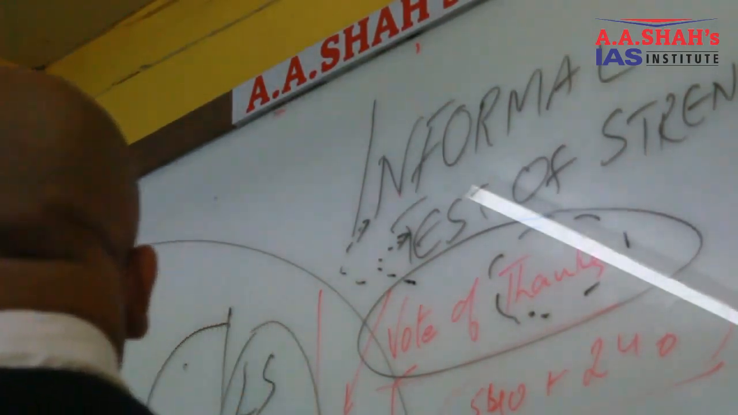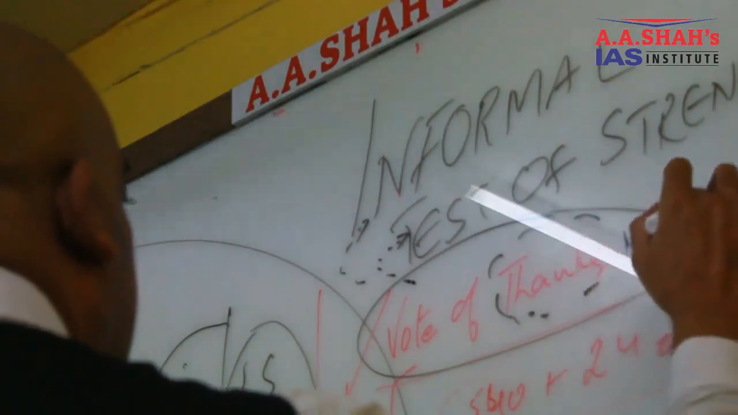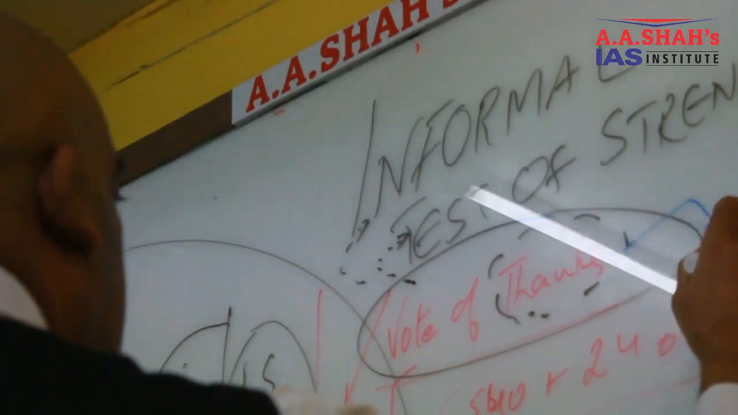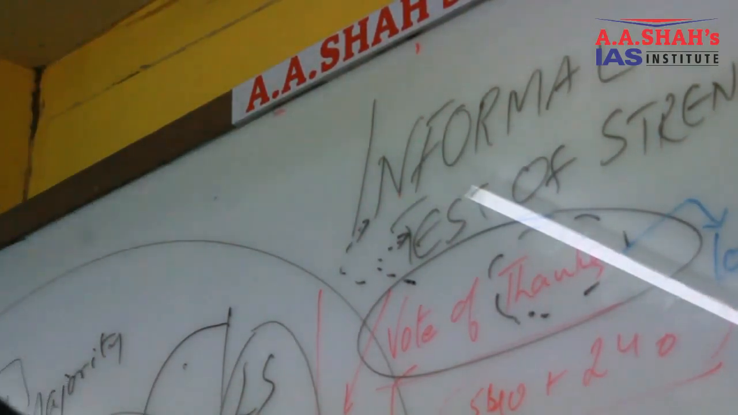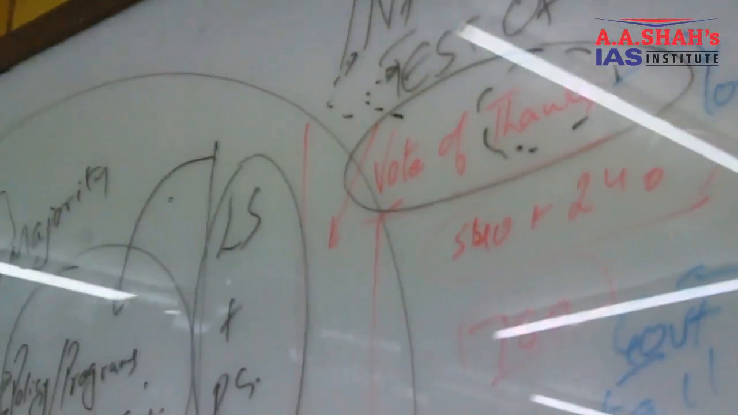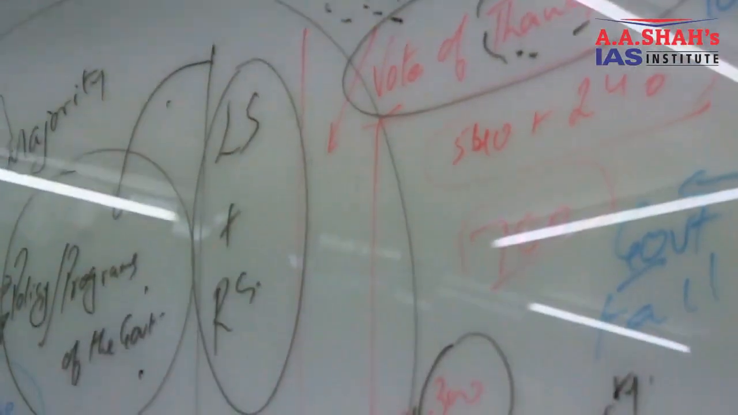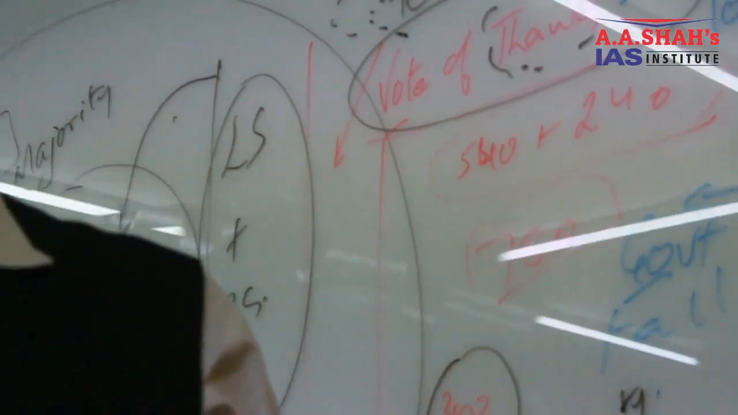So the question is, if the vote of thanks is lost, it automatically means that the government will fall. Are we clear on this part? Without even asking for it. Are we clear? Write down vote of thanks and write this. Put the heading as test of strength. First write informal test of strength and write this.